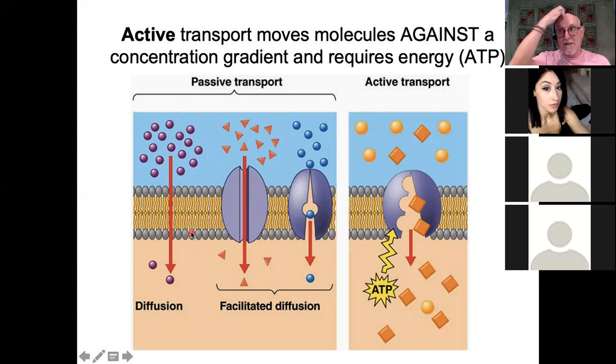But there are many circumstances where the cytoplasm is going to require the transport of molecules against a concentration gradient. That is, if this is our cytoplasm here, the cell is going to need to move relatively rare molecules from an area of low concentration across to an area of already high concentration to accumulate them.